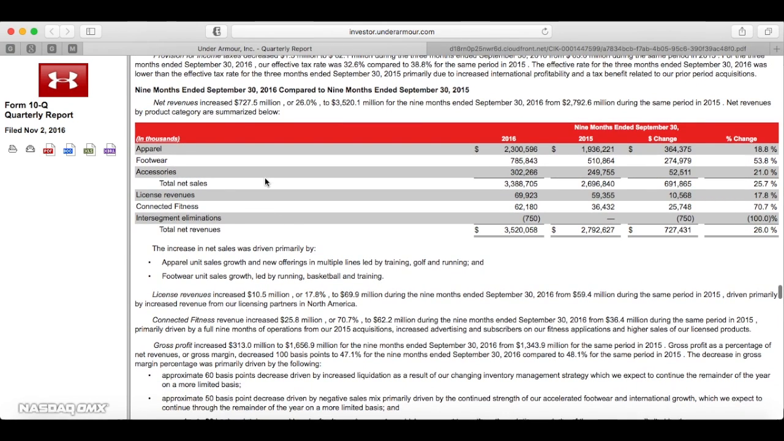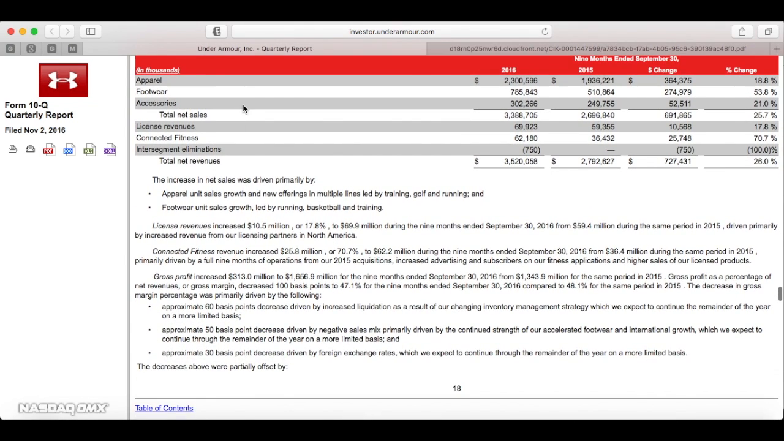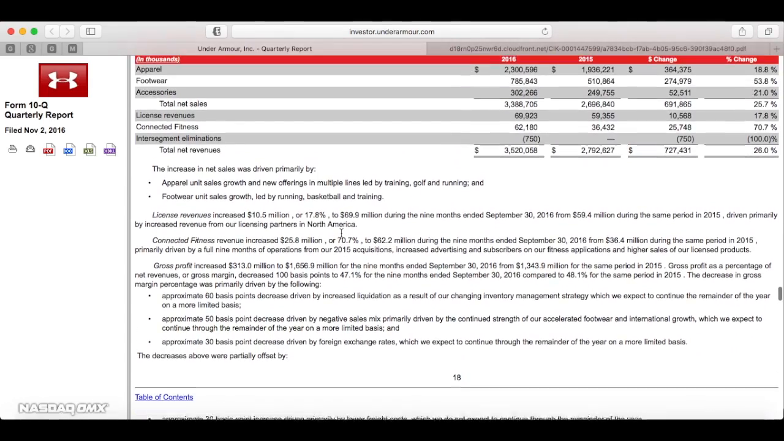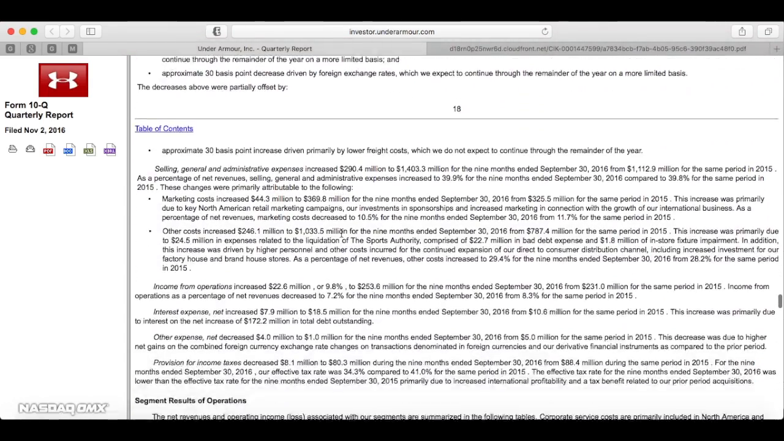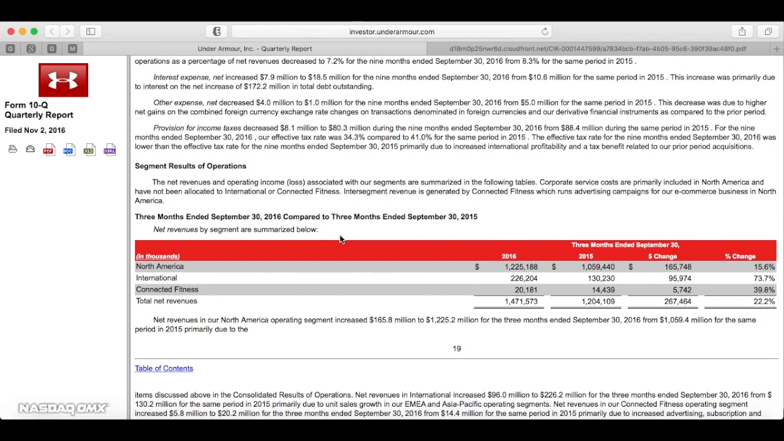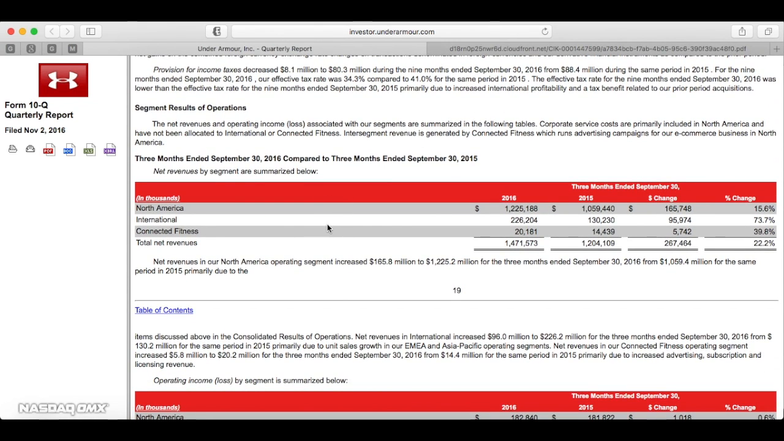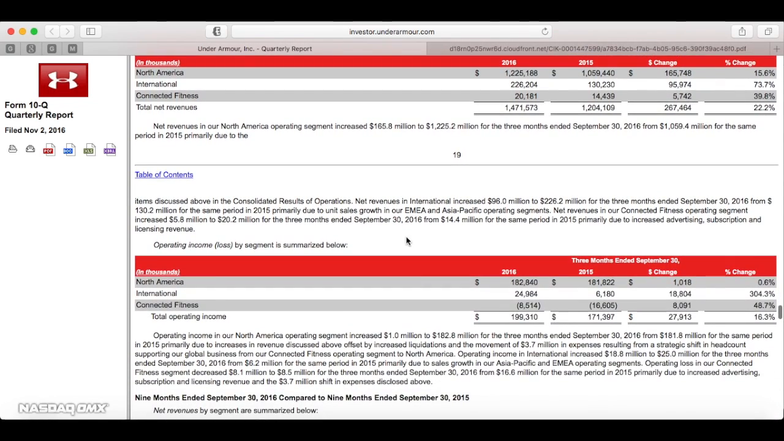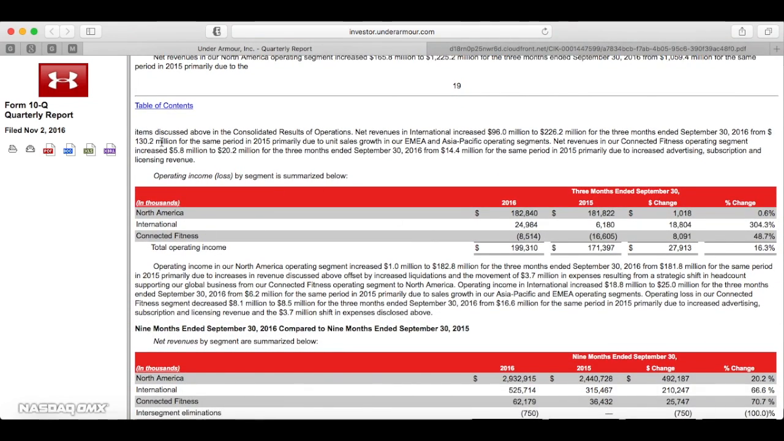Same thing they're doing down here, but this is for 9 months. They did the exact same thing that they did up there for 3 months, and now they're writing it out down here for 9 months. Segment revenue, again, we're coming in with North America, International, and Connected Fitness. We've seen these figures before. They're just showing them to you again and then writing it down here.